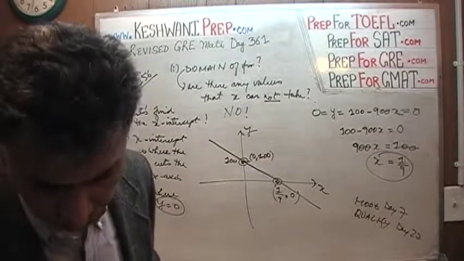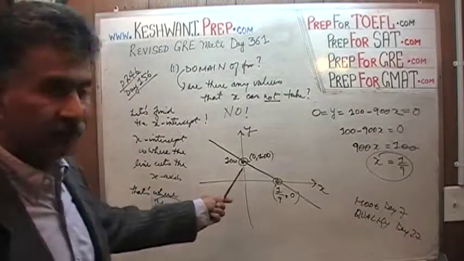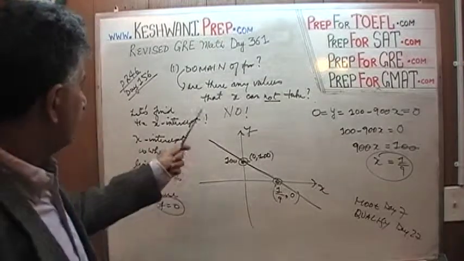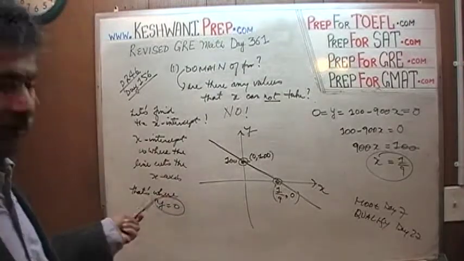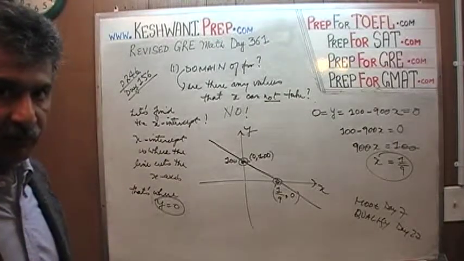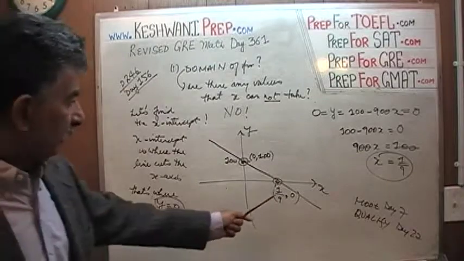What else are they asking for? They're asking us to describe the function. We just did it. It's a straight line. They're asking us to give the domain. We just did it: the domain of this function is the set of all real numbers. And lastly they're asking for the x-intercept and y-intercept. So here's your x-intercept and there's your y-intercept.